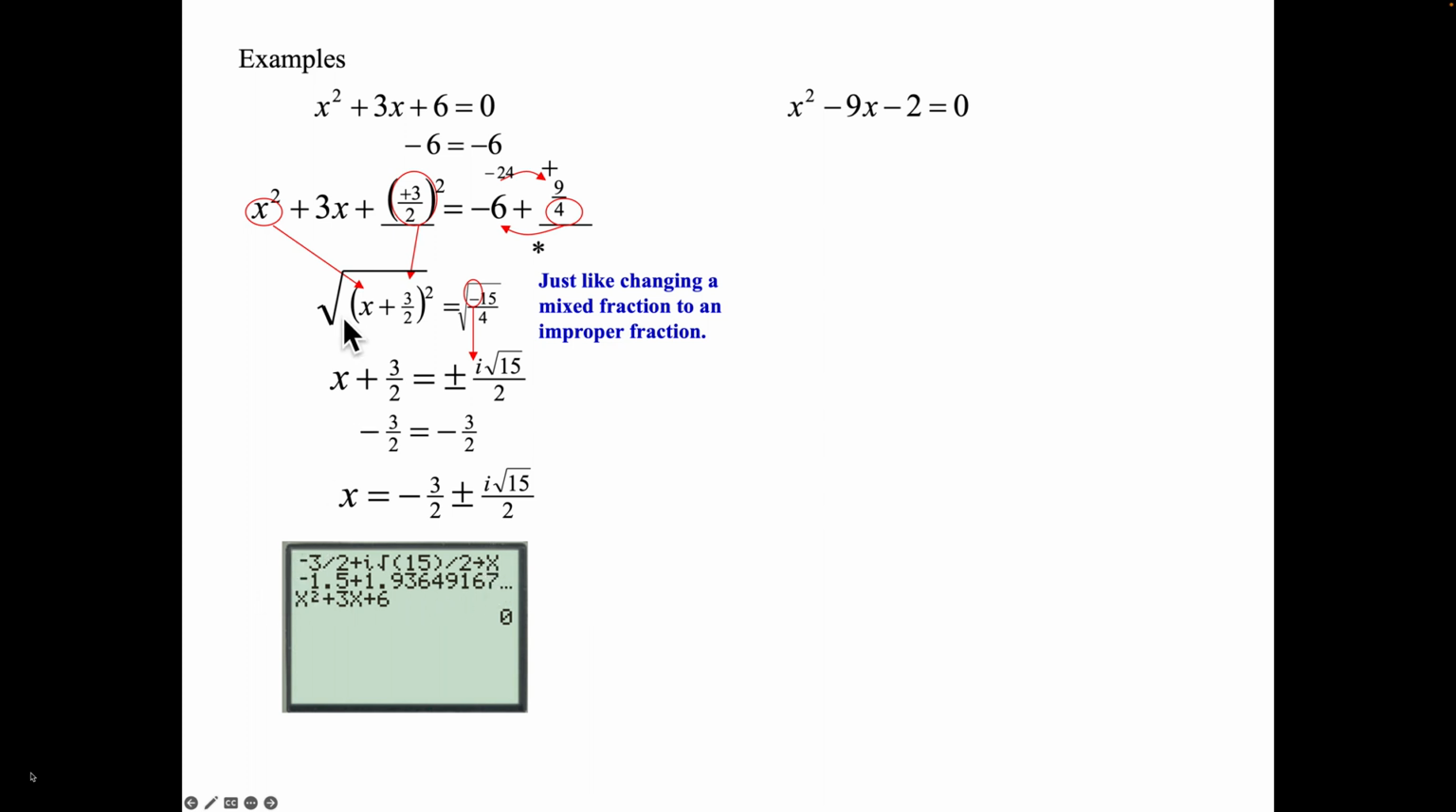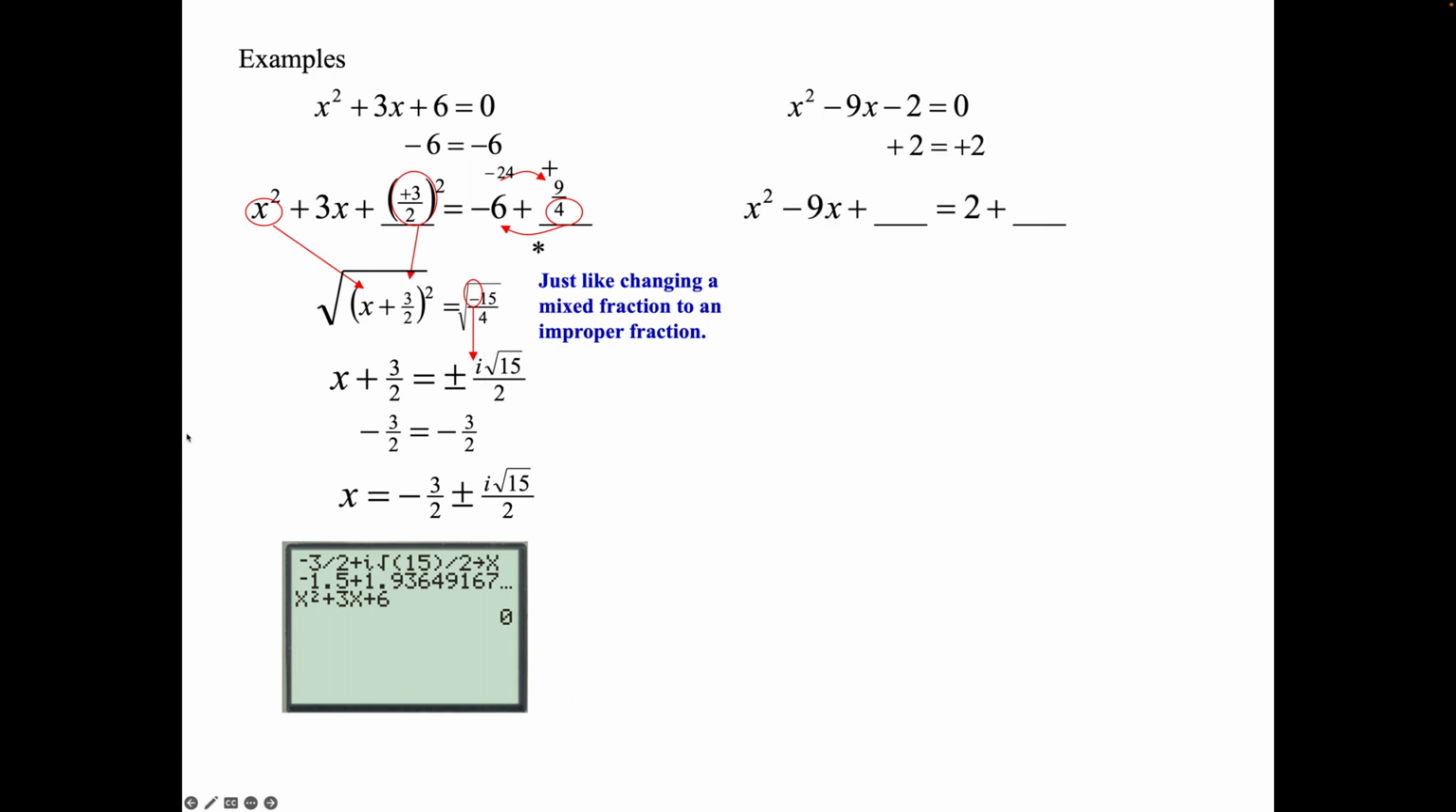I typed in x squared plus 3x plus 6 equal to 0. I know I'm right. I don't care what this decimal looks like. That doesn't concern me. I just want to check it in the original problem. Okay, next. Again, minus 2 doesn't work.